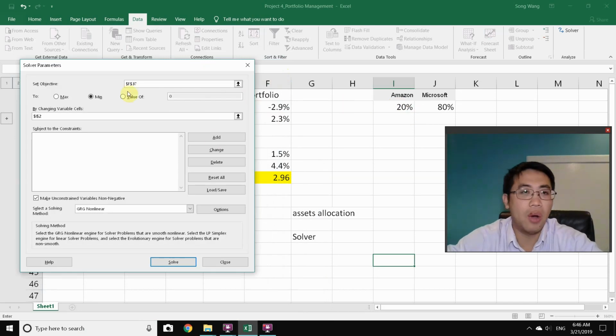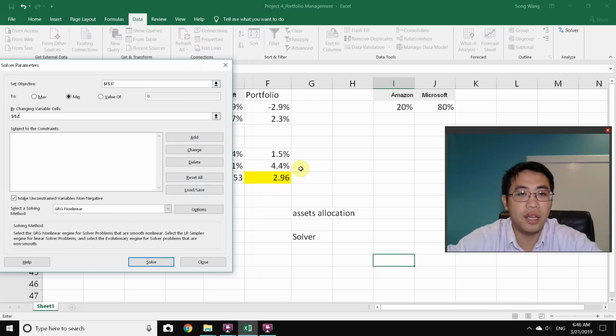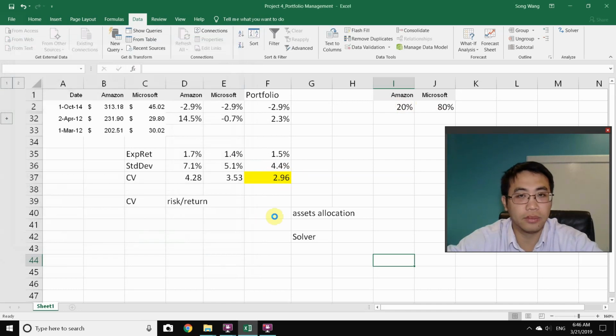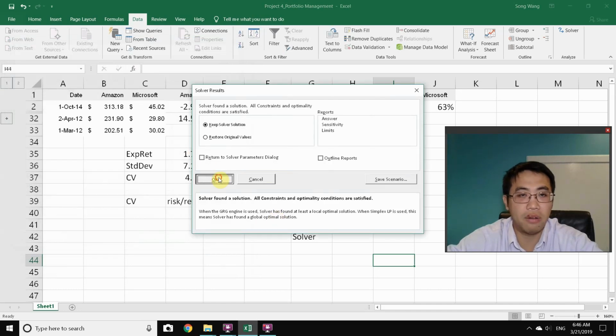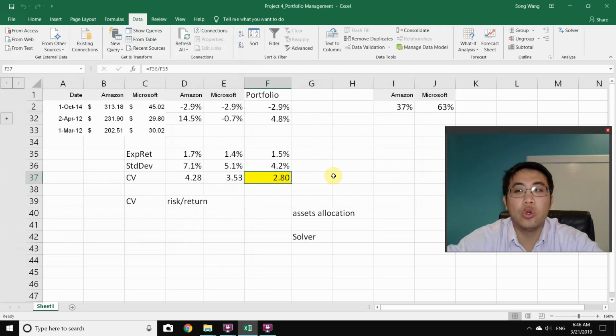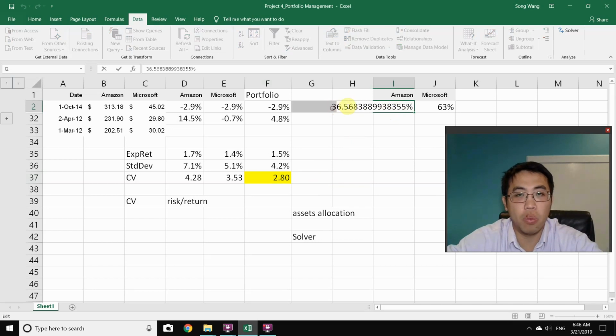It's pretty simple, right? I want to minimize the portfolio CV to a lowest value. And how can I achieve that goal? I just need to change the weight of Amazon. All right, and then hit Solve. Okay, and keep Solver solution. Right here, you will see that 2.8 is the best CV I can get for my portfolio. In order to reach that, the Solver basically gives me a weight for Amazon that is 36%. You can see this pretty large, long number. It is definitely generated by the computer.